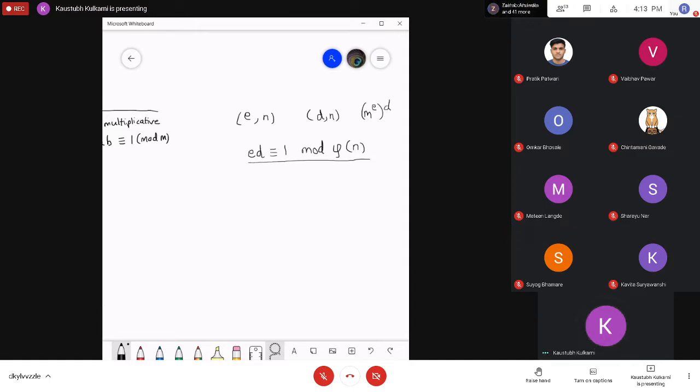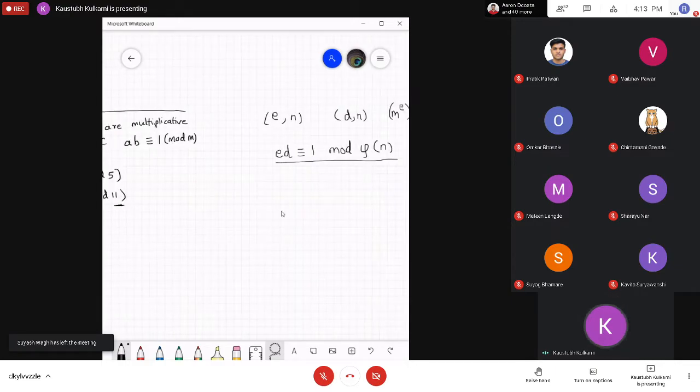Now this is as good as finding the inverse of E. That is, D is the inverse of E mod psi of n. So this is the application of what we are studying now. It is the multiplicative inverse.